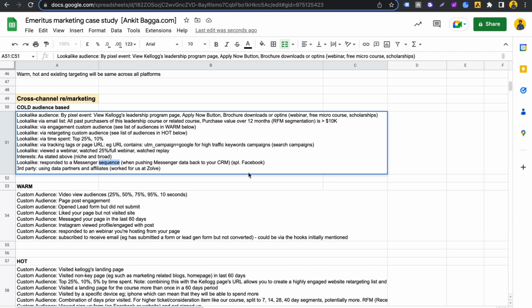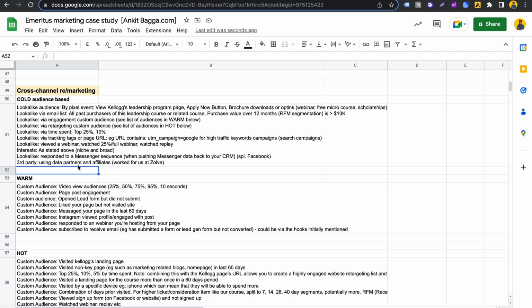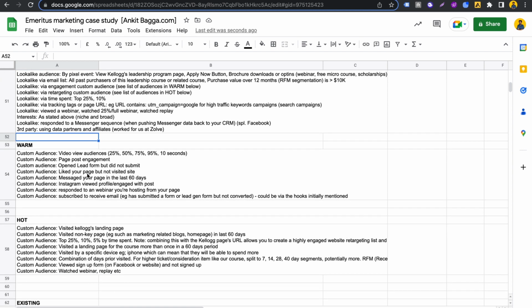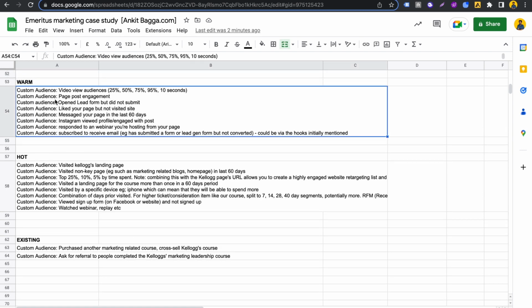Lookalike of those who responded to a message sequence. So if you're on Facebook doing Messenger ads and people are responding to that, that's another. Third party sources: if you're having data from some third party data partner, you could utilize a lookalike of that.